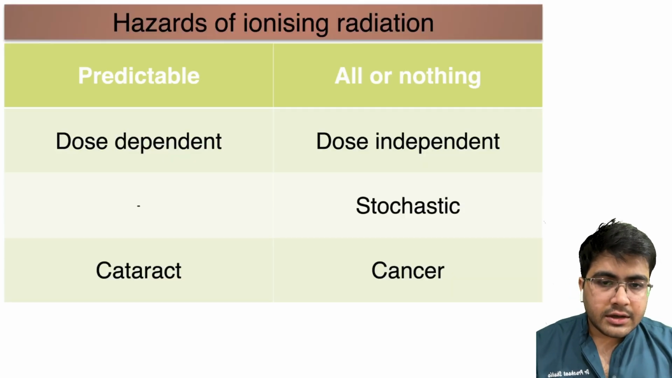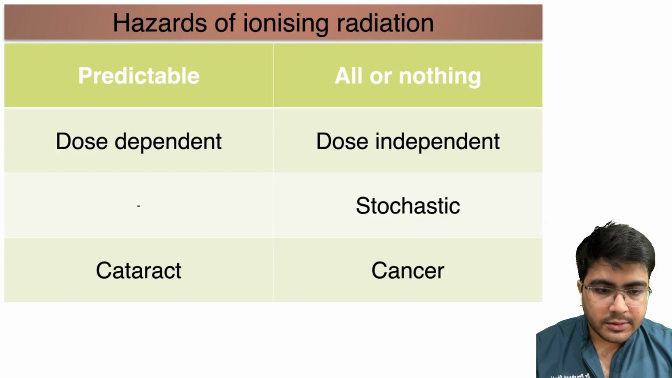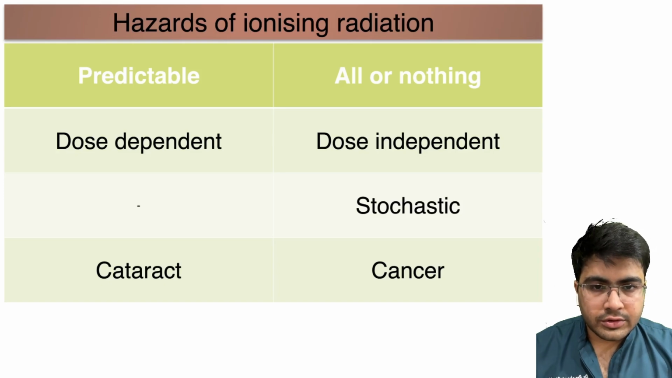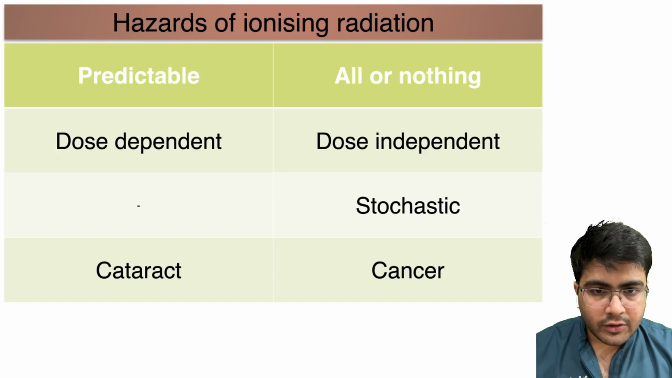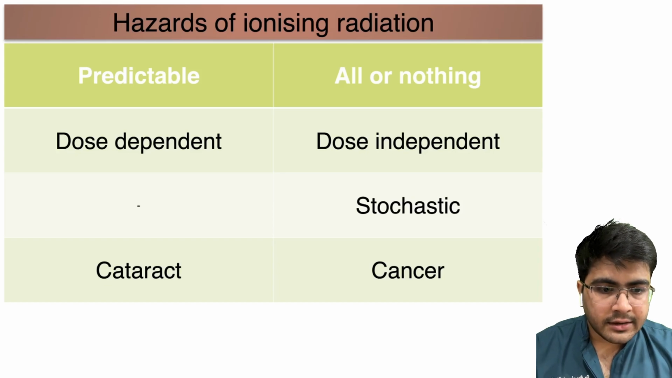So what are the hazards of ionizing radiation? There are two types of hazards: the predictable, and the all or nothing. The predictable is a dose dependent effect. The more dose you give, the more pronounced or evident such effects would be. An example of a predictable, dose dependent effect of ionizing radiation is cataract, and the other is the all or nothing effect.